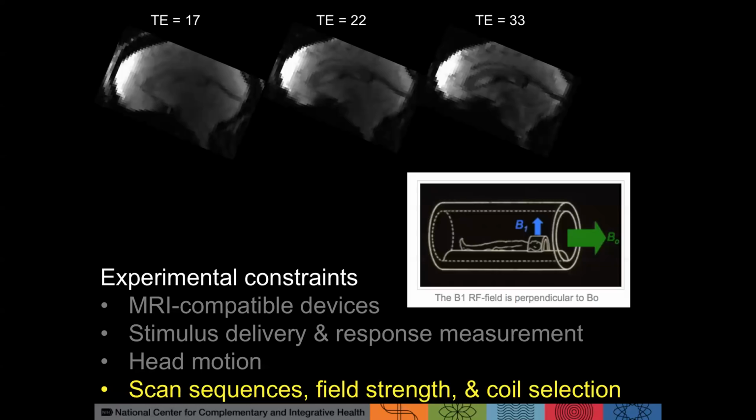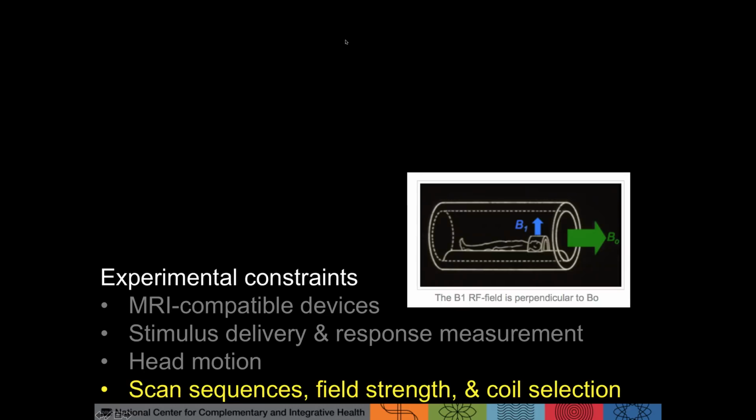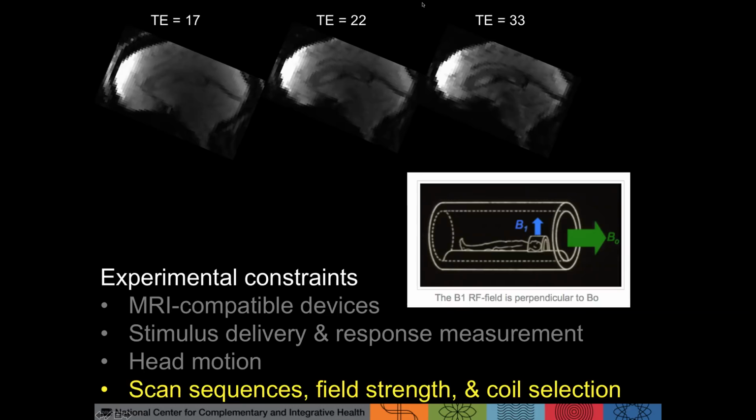So this is actually the exact same time point. This is using what's called multi-echo data. And so this is different durations of this echo time: 17 milliseconds, 22, and 33 milliseconds. And so what you can see is that the region of the orbitofrontal cortex here drops out as we move to a larger TE, but we get better contrast resolution.